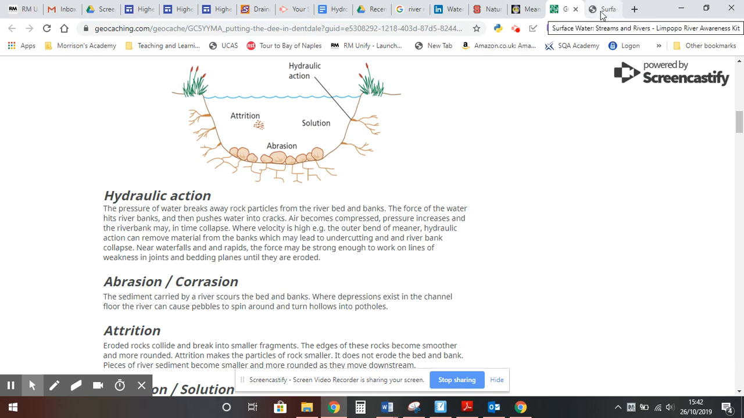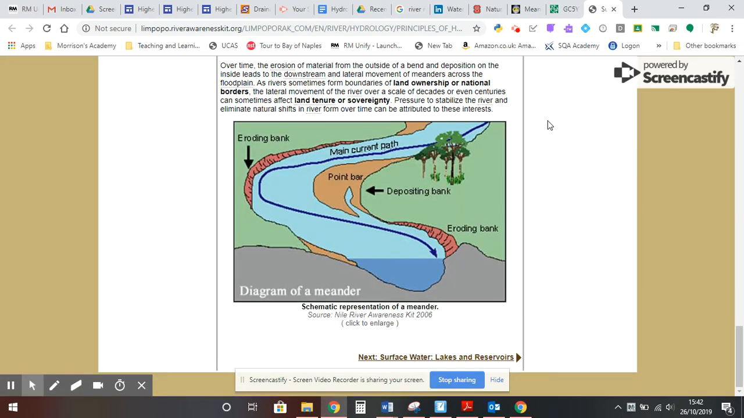Now, whilst that's happening on the outside bend, we have increased rates of hydraulic action and abrasion. And if you fully describe hydraulic action and abrasion, you'll get 2 marks. If you name them both, you'll get a further 2 marks. So if this was an 8-mark question, 4 of your 8 marks comes from naming hydraulic action and abrasion in your answer, and then telling me what the 2 of them mean. So we have this fastest current on the outside bend, lots of hydraulic action and abrasion over here.